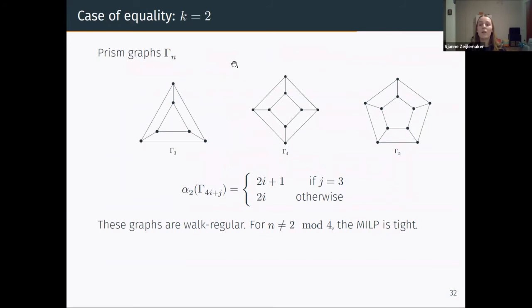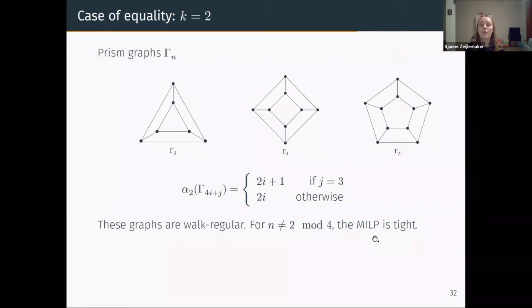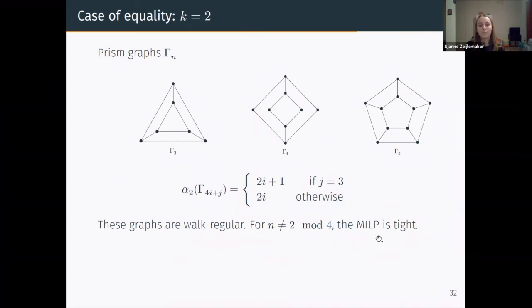Now, one family of graphs for which this works well are the prism graphs. So these are Cayley graphs of the dihedral group, and these are walk regular for any k. And as long as n is not equal to 2 mod 4, we see that our program gives a tight answer. So we always find exactly the value for alpha_2.